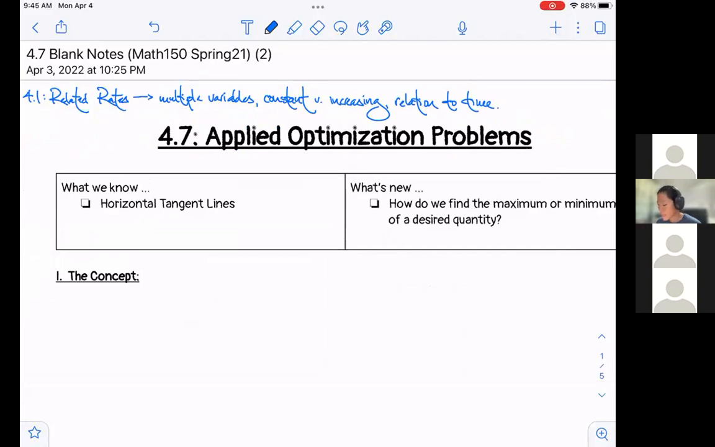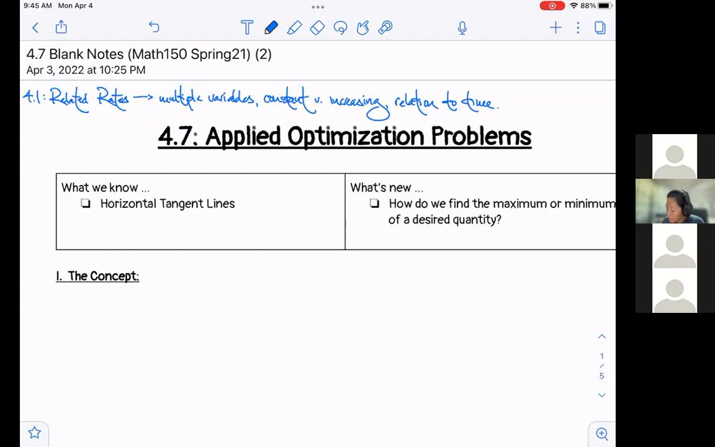We'll come back after we take a look at some of these optimization problems and see which of these are going to tell us we should be using the techniques we're going to see in applied optimization, and what clues are going to tell us that we should actually be using related rates, okay?